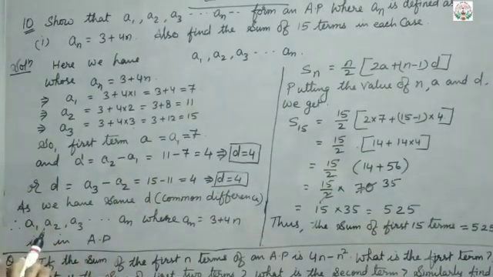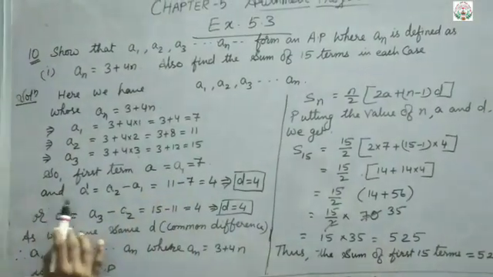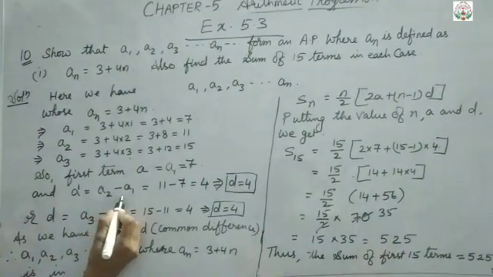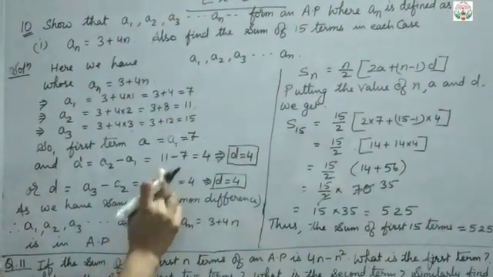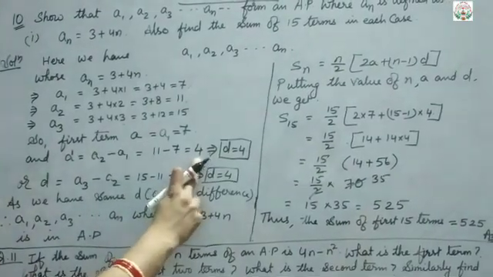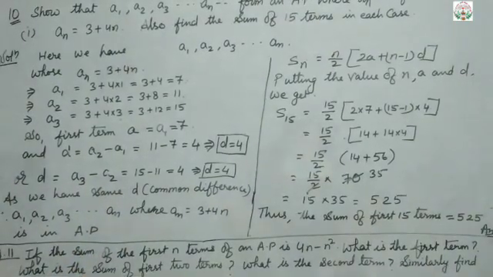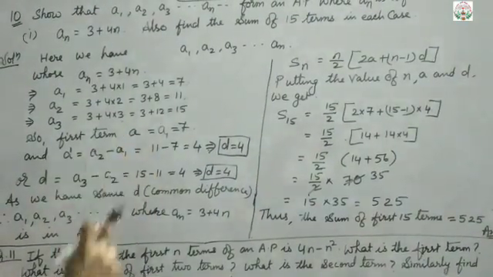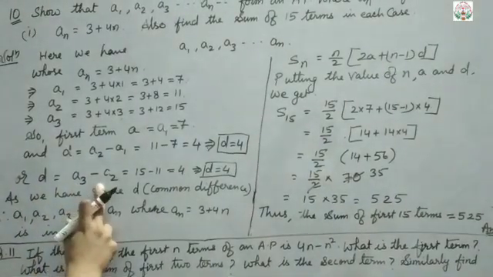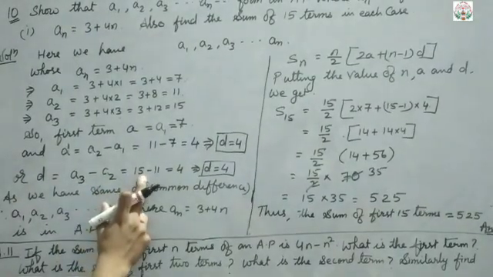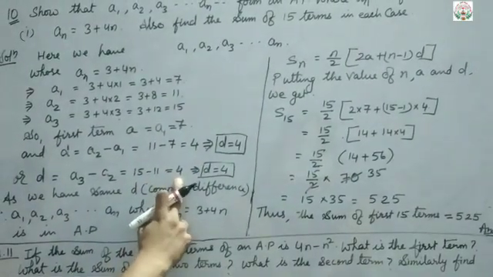Now we will find the common difference, that is D. The first term A equals A1 equals 7. Then D equals A2 minus A1, that is 11 minus 7, which equals 4. Same way, I can find D equals A3 minus A2 to check if D is the same. Third term 15 minus second term 11, so on subtracting we get D equals 4.